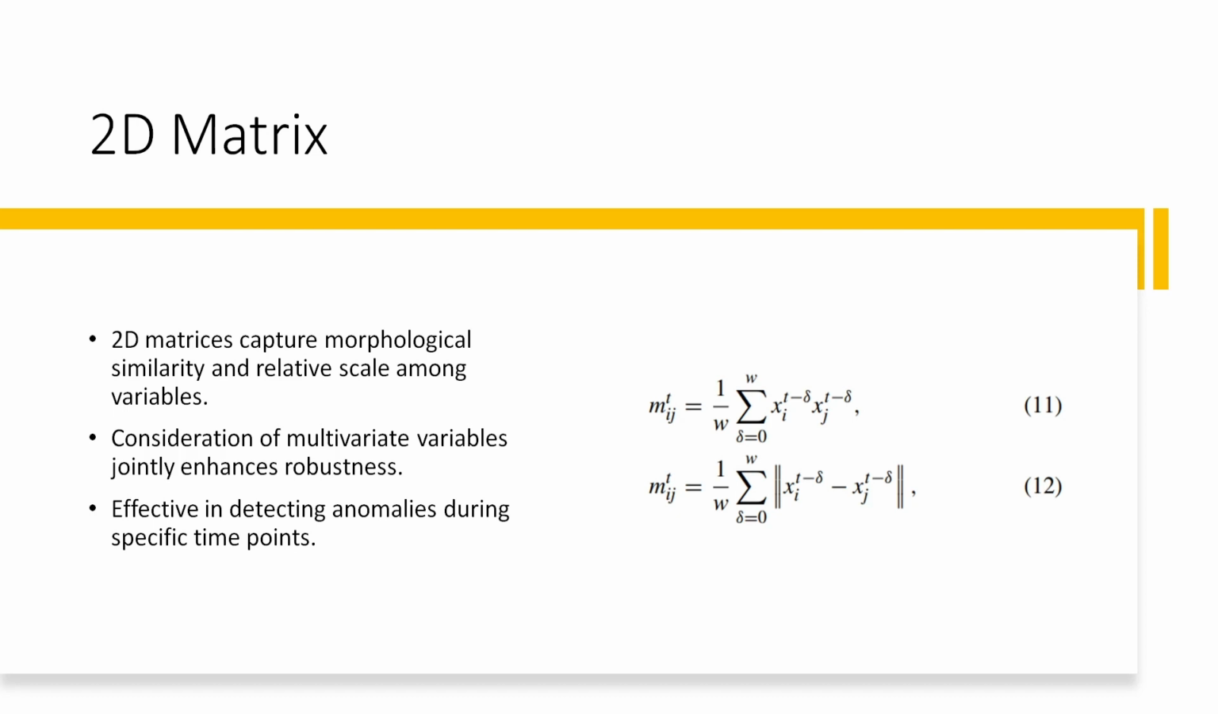You can see in equation 11, it calculates inner products of variables at different time points and detects anomalies when the entire variable phase suddenly changes. The second, in equation 12, is the matrix with differences. It compares differences between the variables at different time points and detects anomalies when the overall phase changes or drifts.